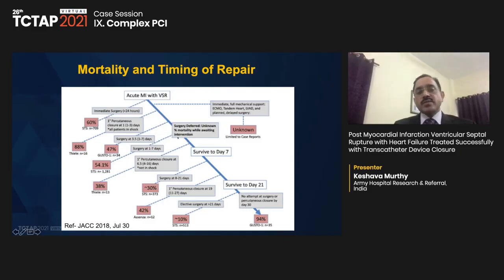However, there is always a selection and survivorship bias because more critically ill patients generally succumb in the acute stage, and those who are slightly better off survive up to 3 weeks. If you do not do anything, if you manage only medically, then the mortality is very high, up to the tune of 95%.